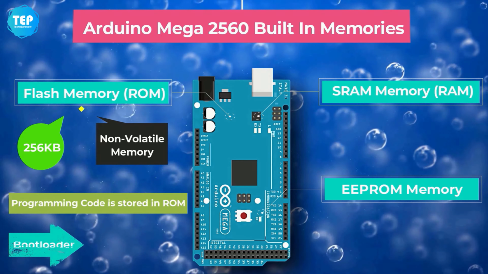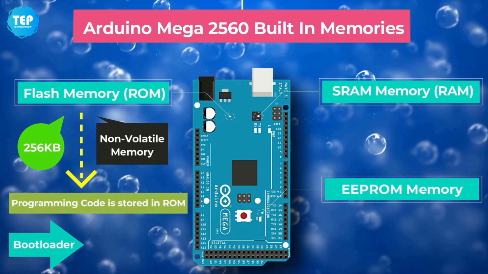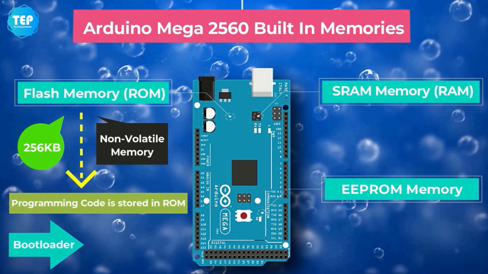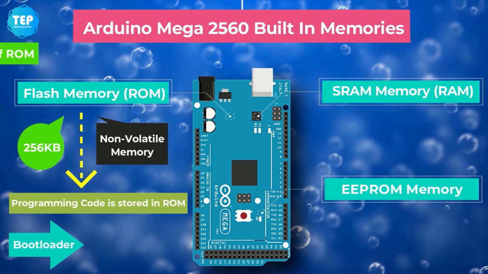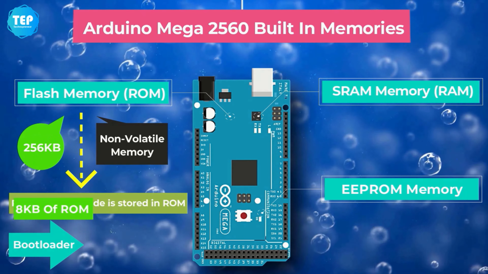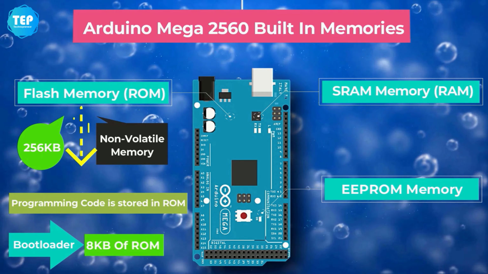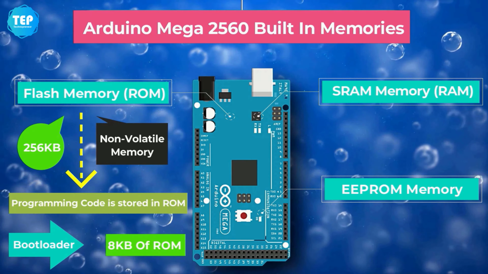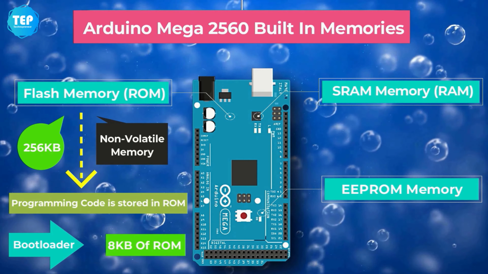As it's a non-volatile memory, that's why it's used for storing the programming code or any permanent settings. Bootloader is a software code that is pre-installed in every Arduino board. It's installed in the flash memory of Arduino Mega and takes around 8 kilobytes space, so from 256 kilobytes flash memory, 8 kilobytes memory is already occupied by the bootloader.